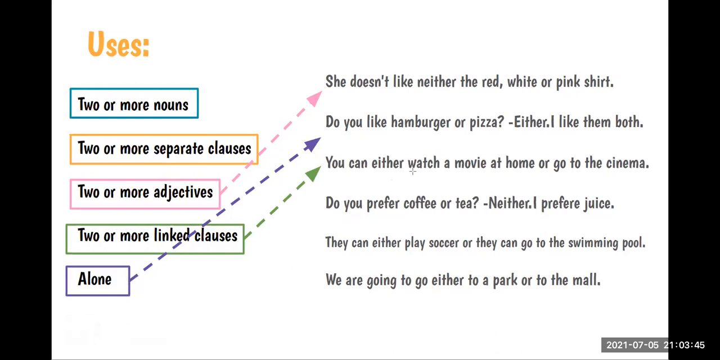Let's underline the clauses. Watch a movie at home, or go to the cinema. As you can see, this is a linked clause. Why? Well, these are two linked clauses. Remember, what is a clause? What do you remember about a clause? What is a clause?